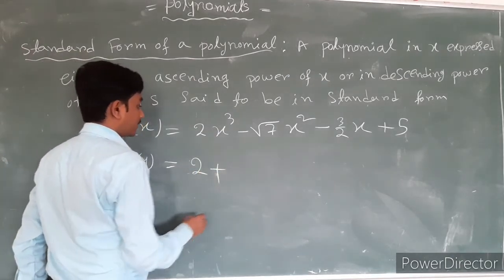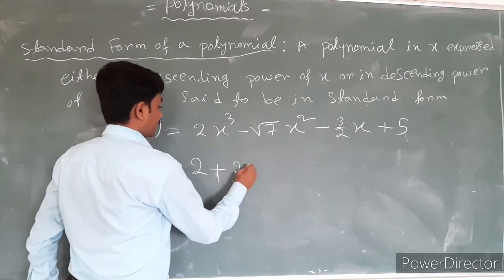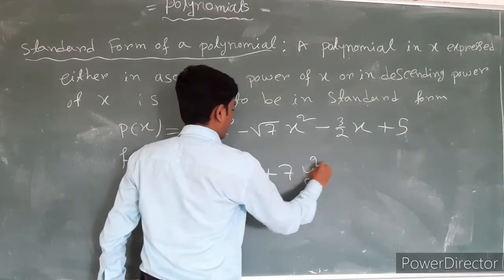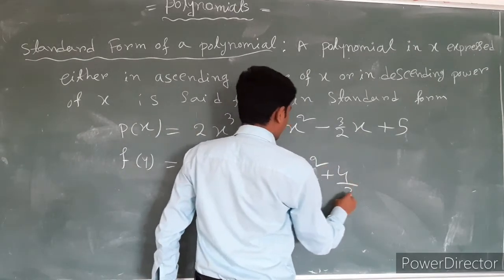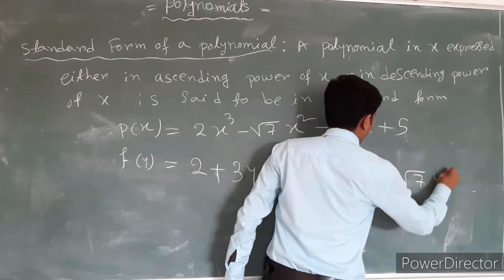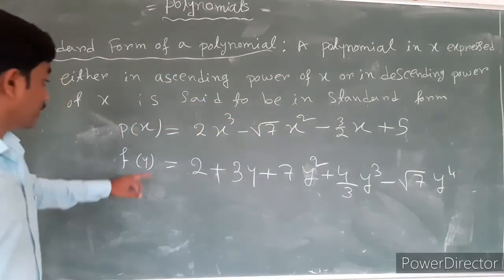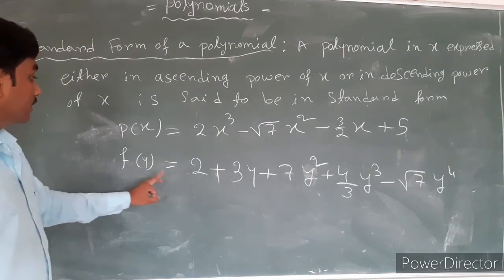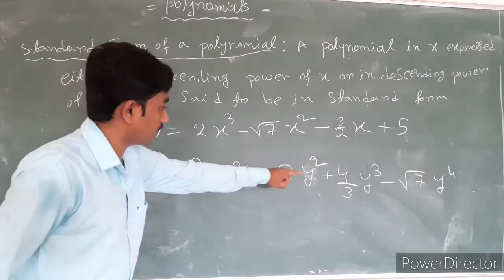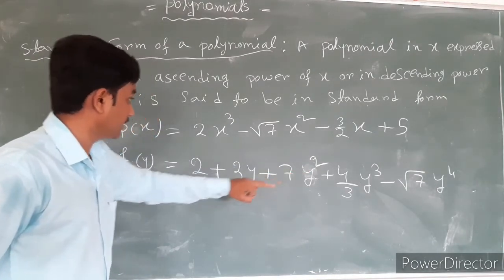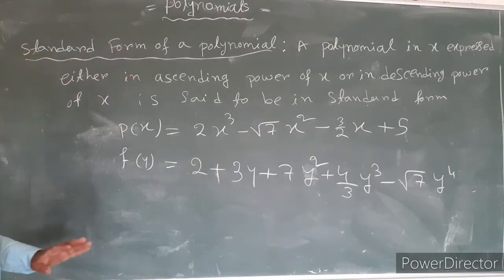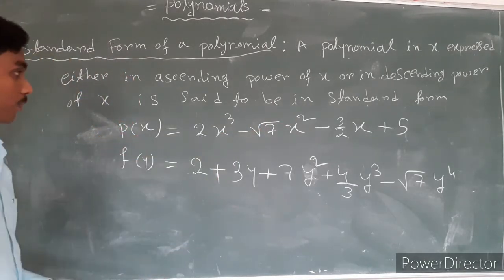5/2 plus 3y plus 7y squared plus 4/3 y cubed minus root 7 y to the power 4. So when a polynomial is written either in ascending power of y or descending power of x, it is called the standard form of a polynomial.